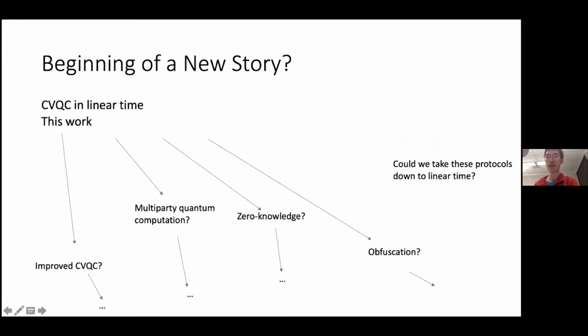So returning to our protocol, we designed a CVQC protocol in linear time, and we want to see whether we can build these cryptographic primitives based on our protocol. Could we take all these protocols down to linear time? And furthermore, could we take these protocols into practice?